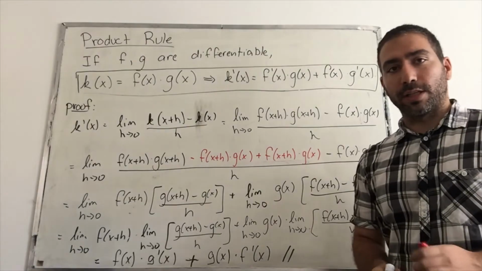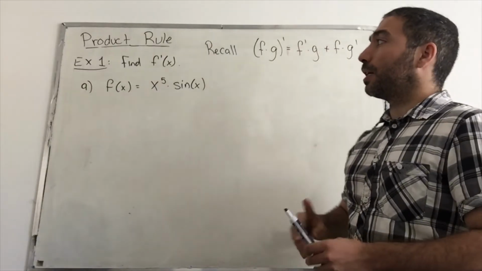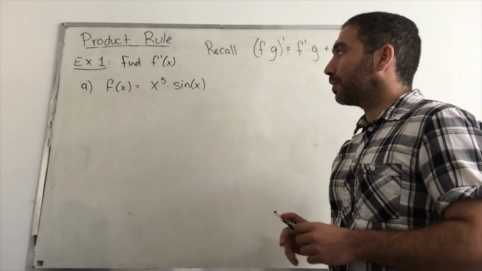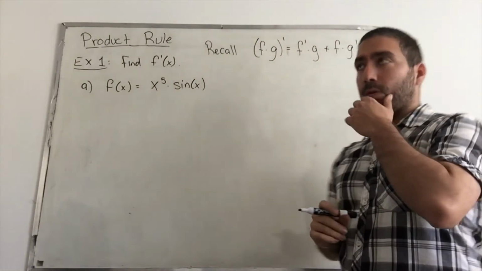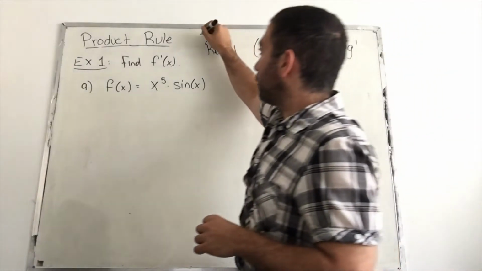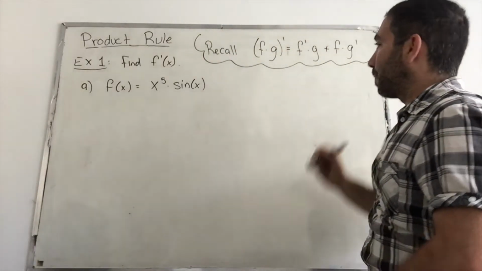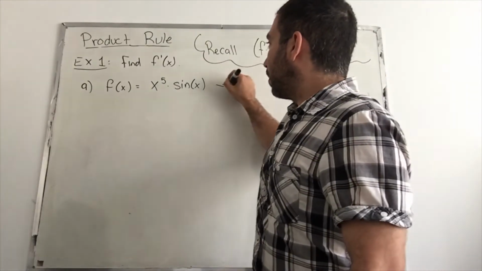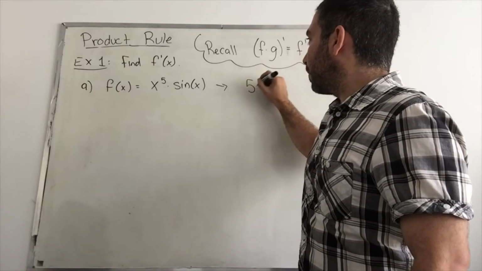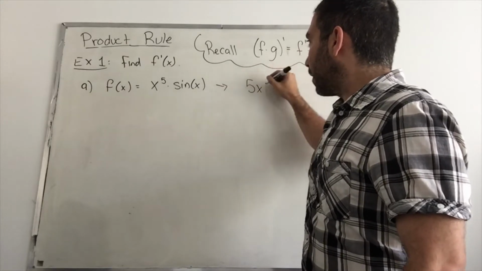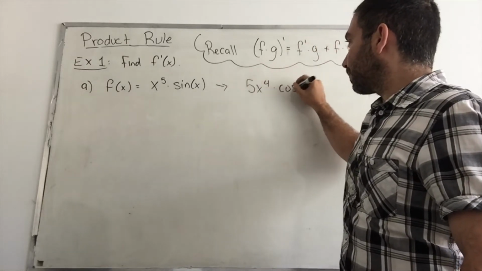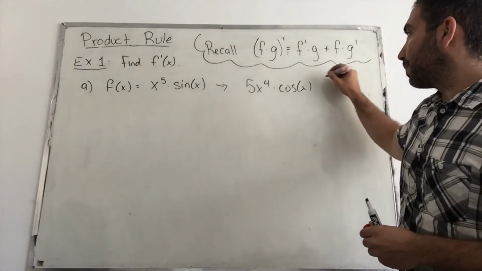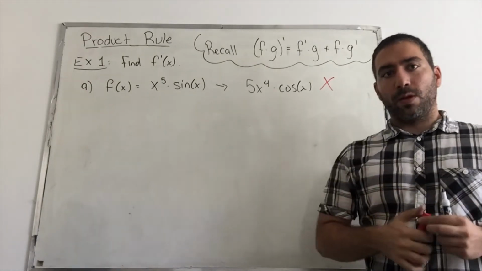Okay. So let's take a look at a couple of examples. Okay, so this is our first example over here. Find f prime of x given that f of x is equal to x to the 5 times sine of x. Okay. So here is the rule. Keep this in mind. So if you tried this on your own, you paused the video, you tried this on your own, and you got 5x to the 4 times cos, this is a common mistake, so be careful. This is wrong.